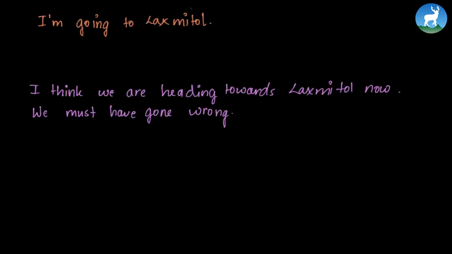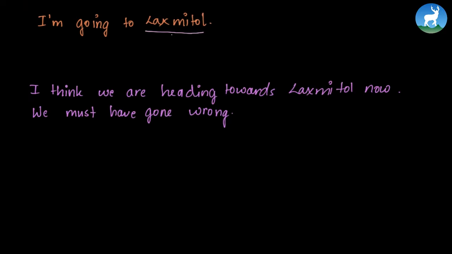Now let's see a pair of examples. Here are two examples. I'm going to Lakshmi Toll, and I think we're heading towards Lakshmi Toll now. We must have gone wrong. So what is the difference between these two sentences? In the first example, I'm going to Lakshmi Toll, it indicates a specific destination that you're heading towards. You're going to Lakshmi Toll.